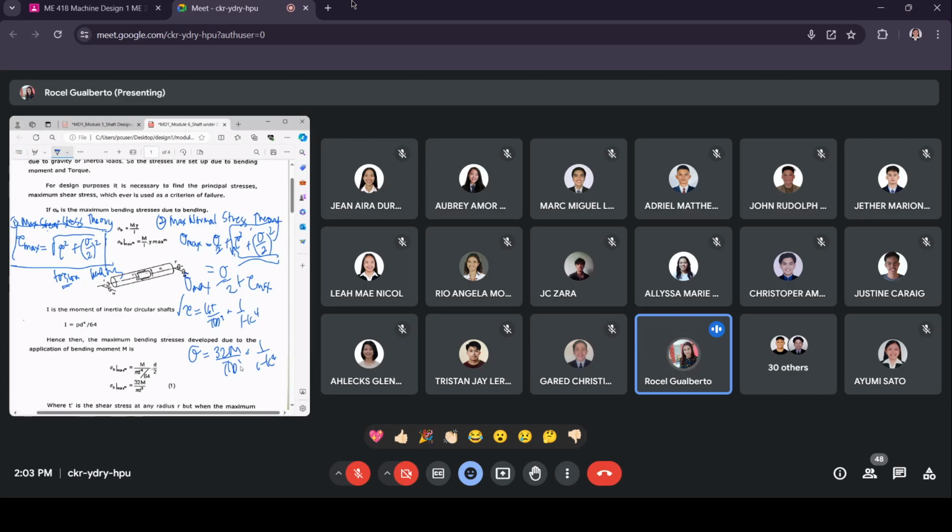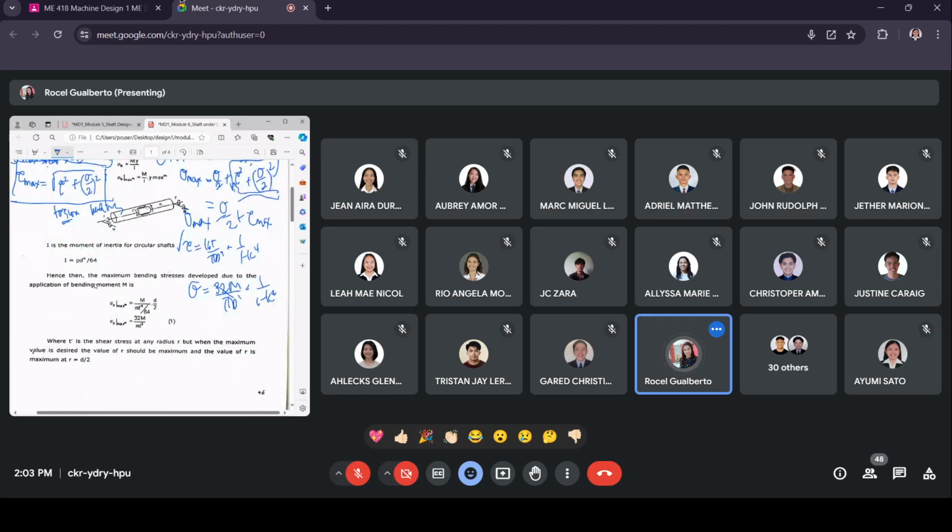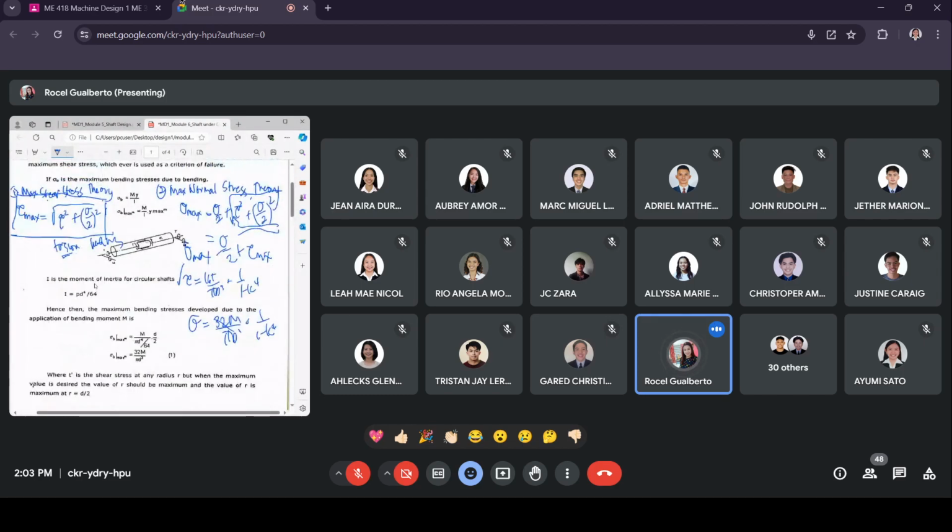Pwede ka na mag-long division or synthetic division. So you do it now. Ito po, papalitan po natin. Division by synthetic. Kung aralin ha, sa internet. So, you replace this equation for torsion and bending in place of tau and sigma. And then let us see what is your answer for tau max. Same thing with sigma max. So, you do it now.